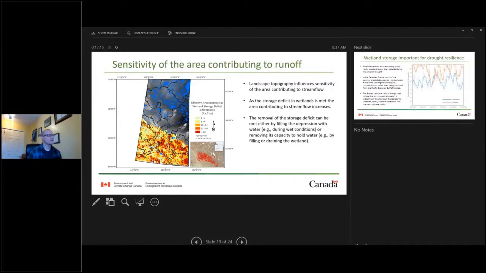And you get this pattern across the landscape, shown here, where there's certain areas that will increase at a faster rate when that wetland storage deficit is overcome. And those tend to be in Saskatchewan, more on the east central Saskatchewan, southeast corner. And that removal of this storage deficit, imagine the prairie pothole. It can be either met by filling the depression with water, like you do in wet conditions, or by removing its capacity.